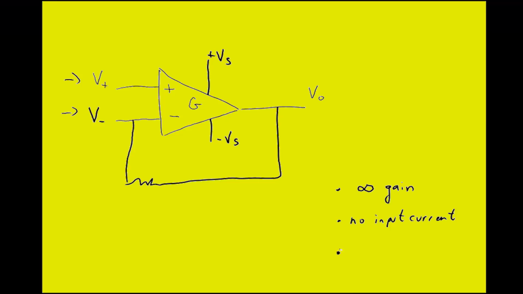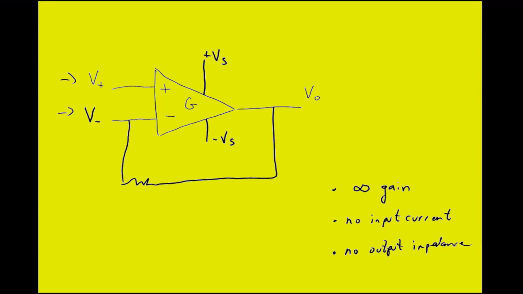We also assume no output impedance, meaning that whatever's coming out of the operational amplifier, V out, is not affected by downstream resistances and such. So when we do this, we end up with what's known as the two golden rules of ideal operational amplifiers. So the golden rules.